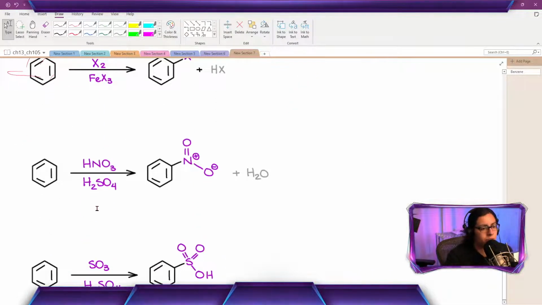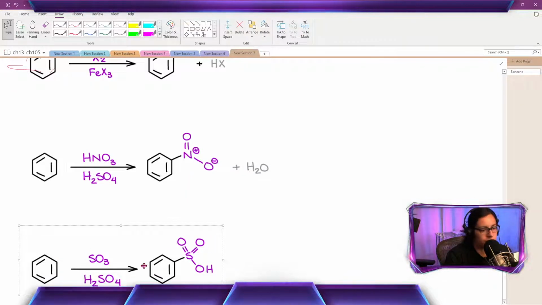We could also do the same with nitric acid. So undergo a nitration reaction in the presence of sulfuric acid. And so that gives us NO2 added here. Or we could do the same and do a sulfonation and add sulfate here.